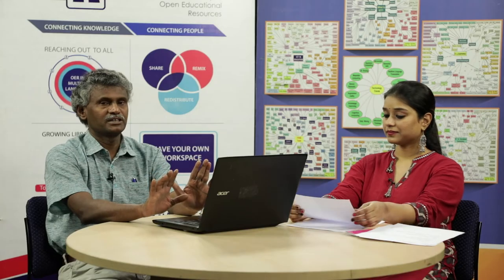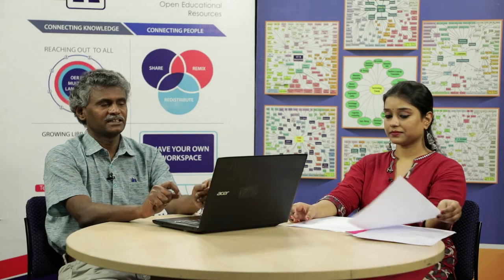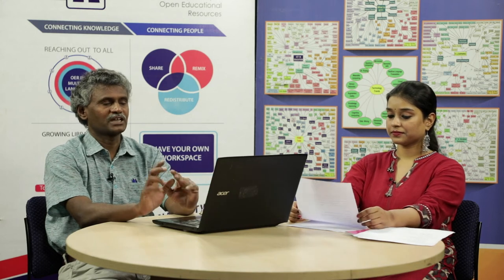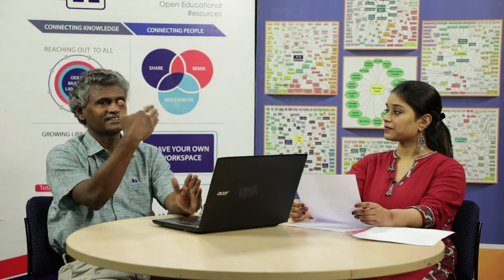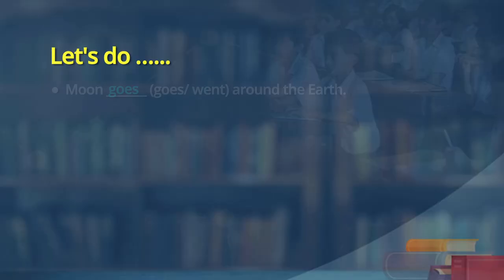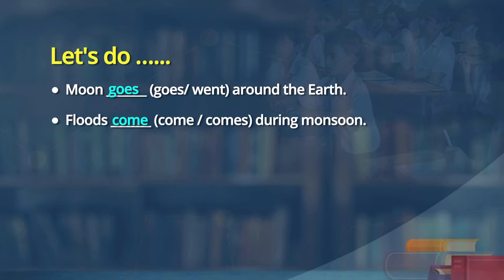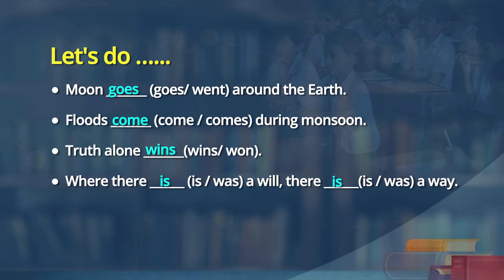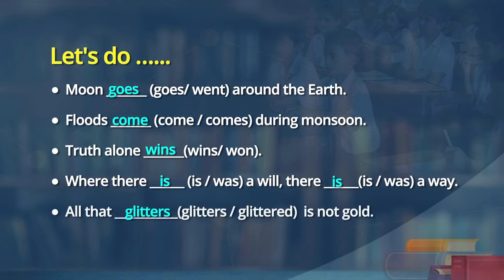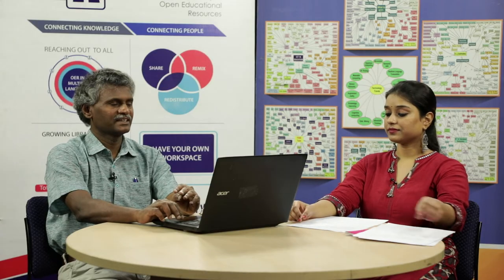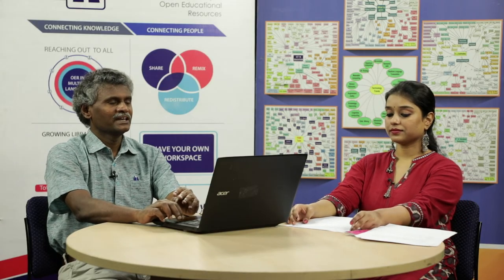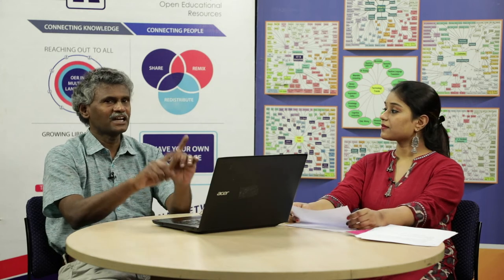So, let me ask you to read out with appropriate verbs, action words, the last one we did, so that learners can notice it again. Sure, sir. Moon goes around the earth, floods come during monsoon, truth alone wins, where there is a will, there is a way, all that glitters is not gold. Great, great, great. Now, thank you, Kriti and learners. So, learners, let us now discover the rules.